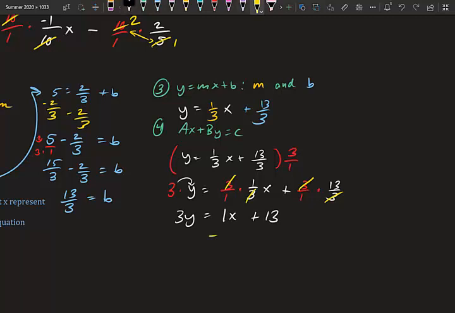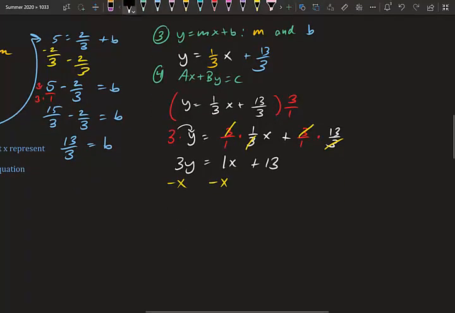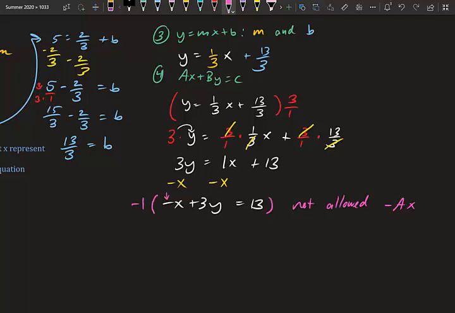We subtract x over. Remember, 1x and x are the same exact thing. So we have negative x plus 3y equals 13. We're not allowed to have a negative x. So to get rid of it, we're going to multiply everything by negative 1, because that's what we're not allowed to have, so let's take it out. So negative times negative x is positive x.